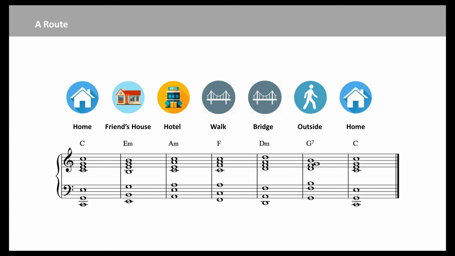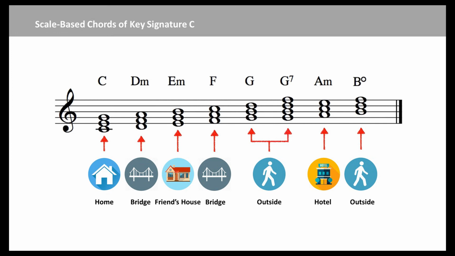Listen again. We now start from home, then to our friend's house, and then to the hotel to have a break. Then we feel uncomfortable outside and want to go home. Finally, we go home. These are all chord functions that we described.